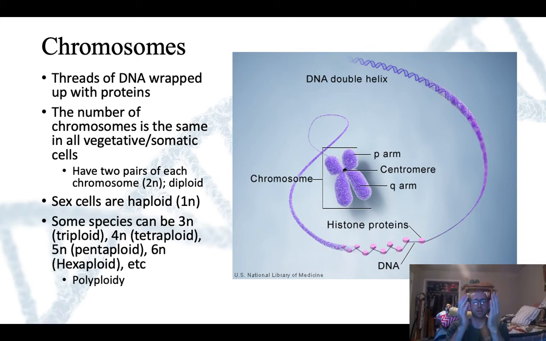All right, so an organism has 2 copies of each chromosome in all of its cells. It's going to reproduce sexually. It produces sex cells. Those sex cells are haploid. They only have 1 copy. When those cells combine, they now are diploid again.